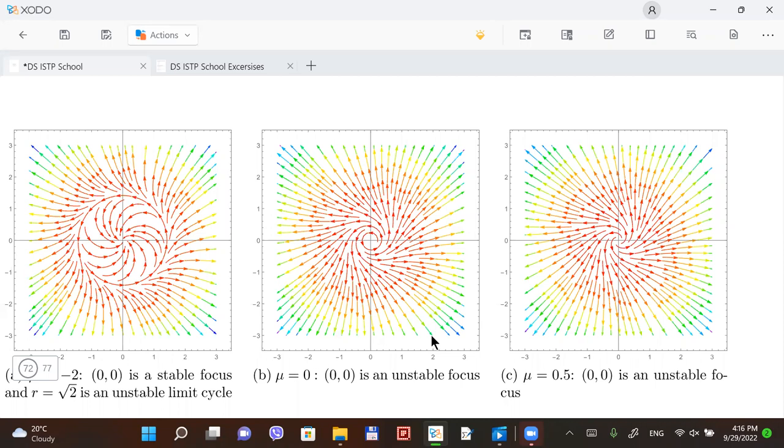So at the bifurcation value, by linearization, you will come to the conclusion that the fixed point is a center. It is a linear center. But actually, as you see on the vector field plot, it is a nonlinear focus. It is not the center. So this is the example from yesterday, when I said that a center can remain a center as in the Hamiltonian system, but a linear center can actually be a nonlinear focus.